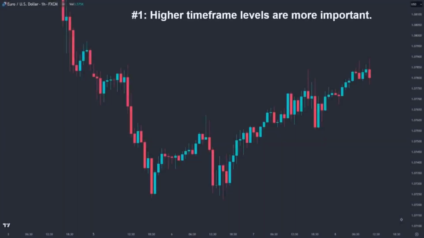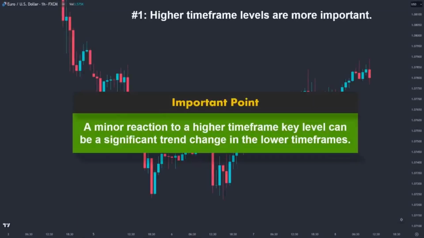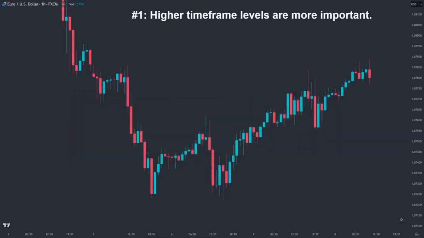Reason number 1. Higher time frame levels are more important. A minor reaction to a higher time frame key level can be a significant trend change in the lower time frames. So before placing any trade, we should check how much room we have before tapping into a higher time frame supply or demand area. This will help us understand how to set our targets, stop losses, and avoid losing trades.